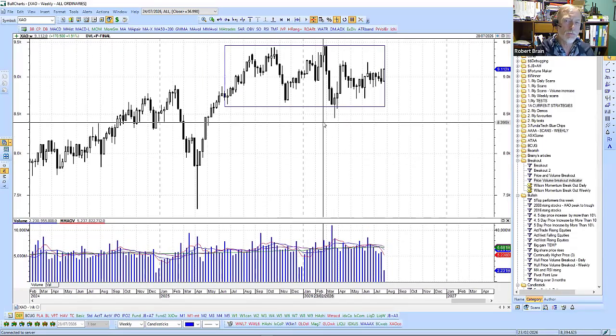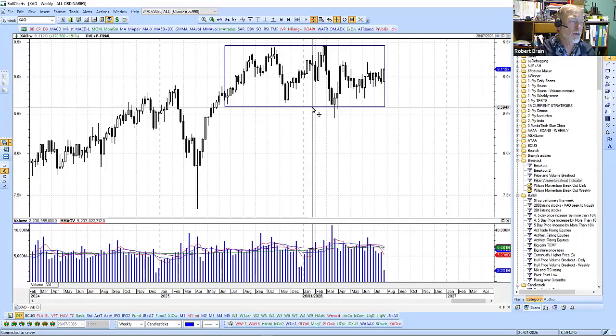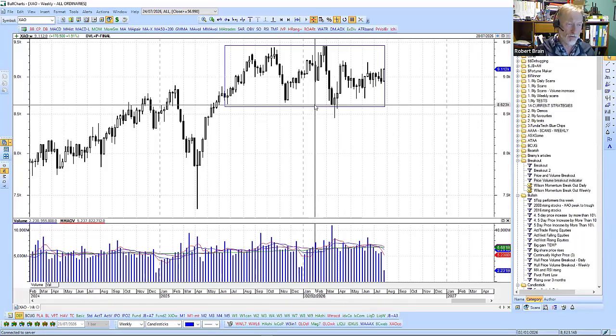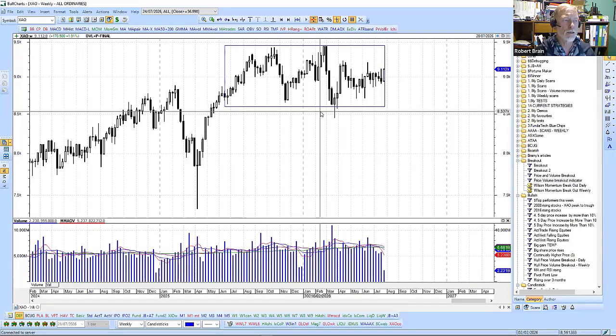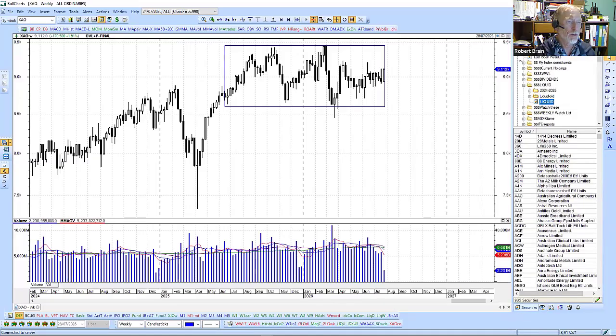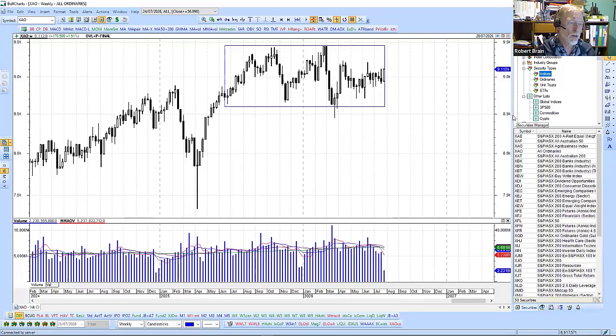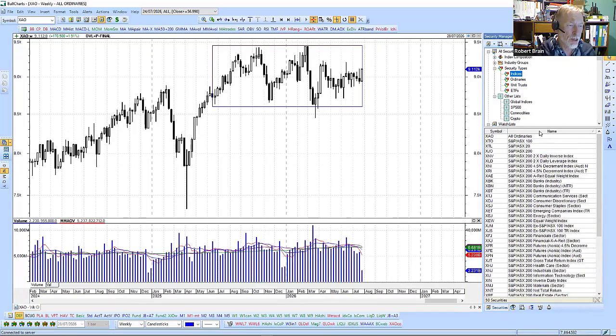So when you think about that, the next thought that comes to mind, and this is the All Ordinaries, roughly 500 stocks, is whether that is really representative of the majority of stocks in the market. One way to explore that is to go back to Security Manager and have a look at indices in security types, where there are currently 50 indexes.